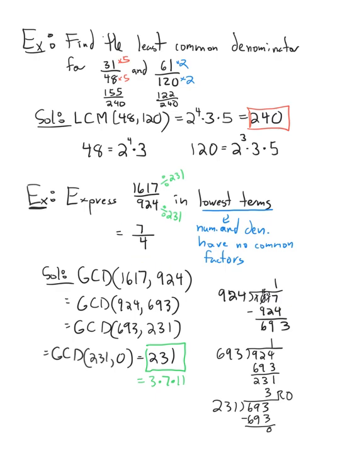Again, 7 over 4 and 1,617 over 924, they are equivalent fractions, and they stand for the same quantity. They represent the same quantity, just written differently. You can think of them, if you like, as synonyms for that same quantity.